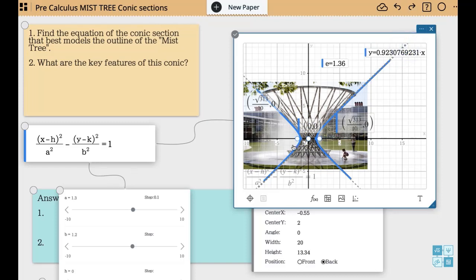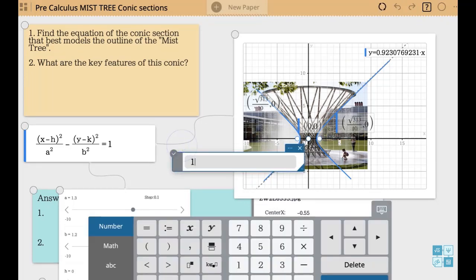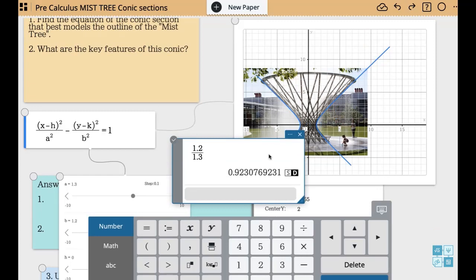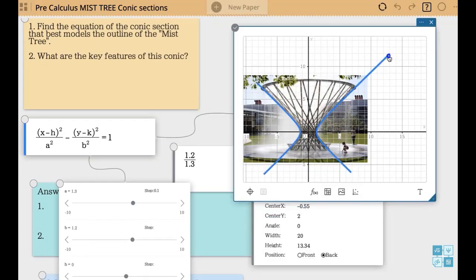The asymptote slope is in fact the change in y, 1.2 over 1.3. I'll pull up a sticky and do 1.2 divided by 1.3 using my keyboard again, and I see that that is the slope of the asymptote of that equation. And remember that the asymptote is plus or minus that slope through the center.